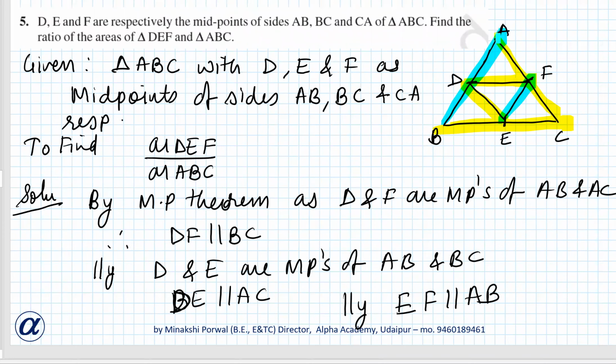Okay. Now, look, this and this side is parallel. This and this side is parallel. Therefore, BDEF is a parallelogram. Similarly, AF is parallel to DE. AD is parallel to EF. So AFED is also a parallelogram. And DF and BC are parallel. So DFEC is also a parallelogram. Okay. So DFEB is a parallelogram. Okay.